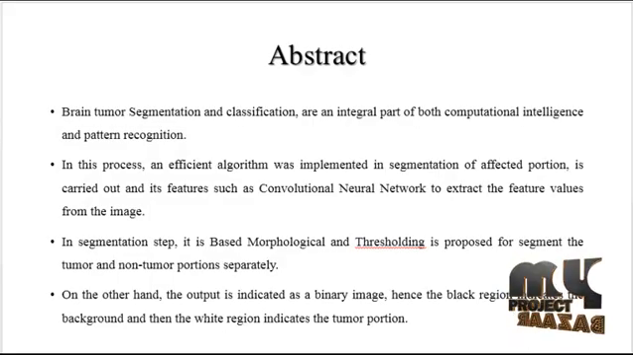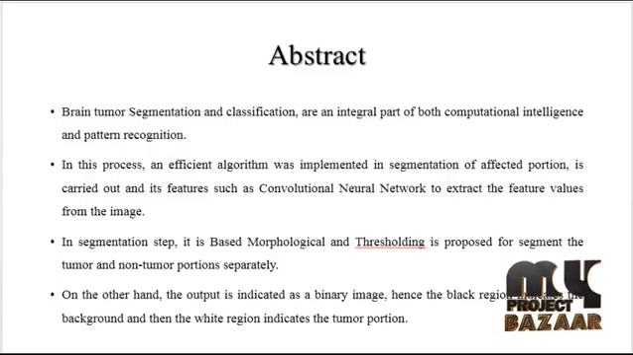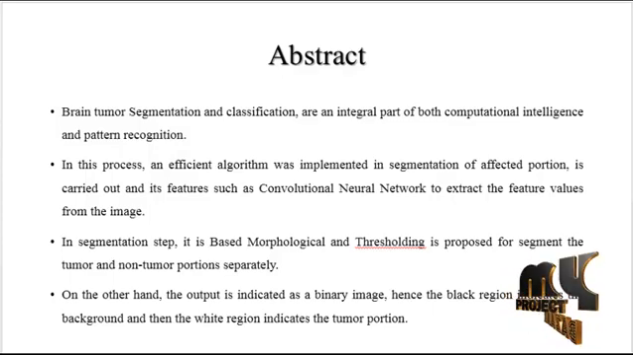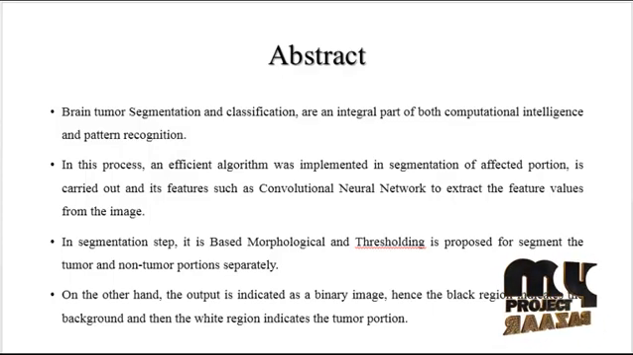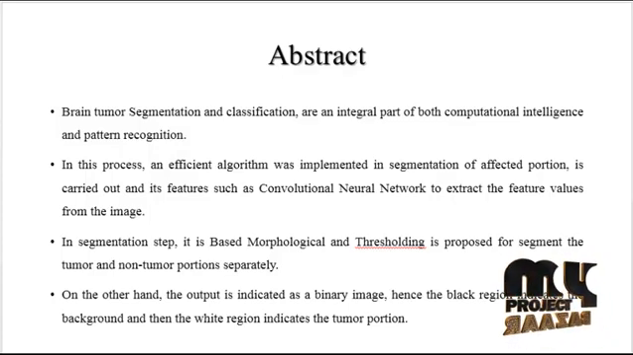Brain tumor segmentation and classification are an integral part of both computational intelligence and pattern recognition systems. In this process, an efficient algorithm was implemented for segmentation of the affected portions, and features such as the convolutional neural network are used to extract the feature values from the image. Hence, in this process we have two major steps, feature extraction and classification, which play a major role in classifying the images as normal or abnormal.